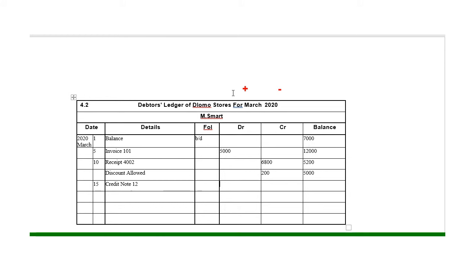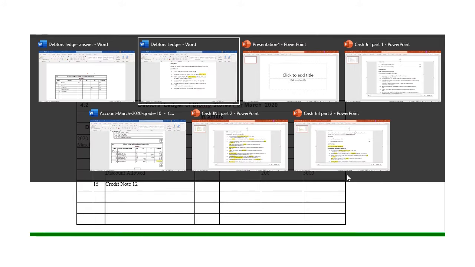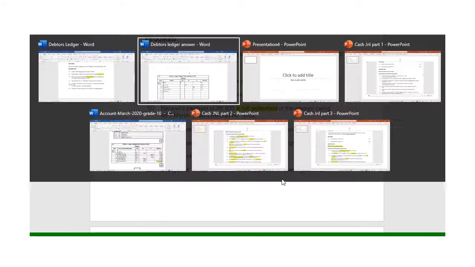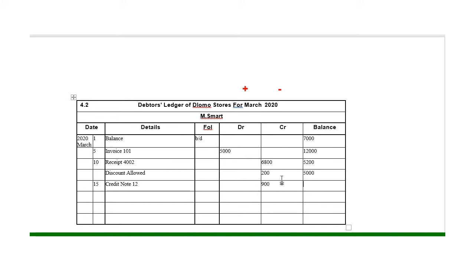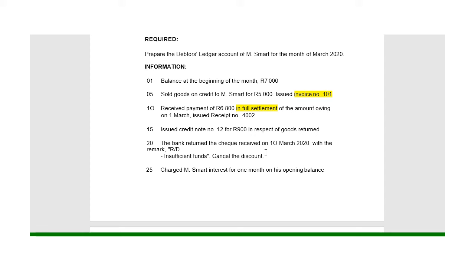If he returns goods, will he owe us more or less? If I return some broken stuff, obviously I will not pay for them, so I will owe less. So it will go onto the less column, the credit side. And it was 900 Rand. So what's he owing me now? 5,000 minus 900 gives me 4,100. So at this point, he owes me 4,100.